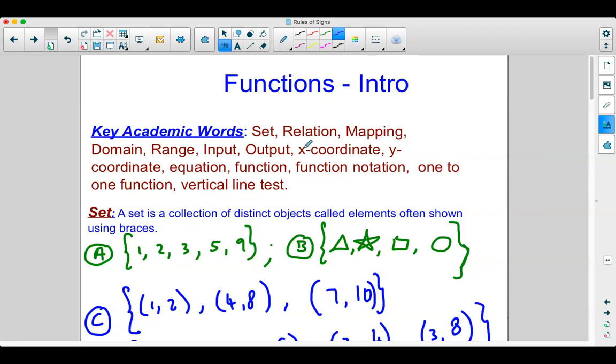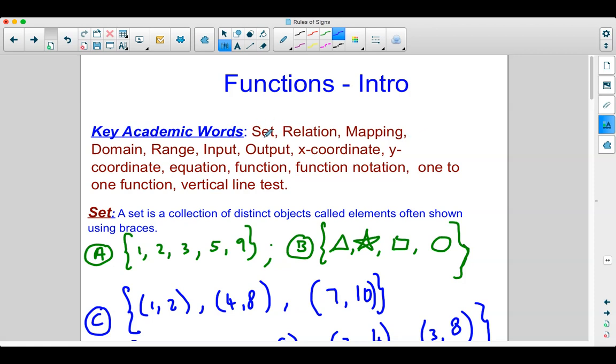Hello class, here is a presentation on function intro. Okay, these are some of the keywords that you need to be familiar with when it comes to functions or topics related to functions. We are going to cover some of them here, but on this topic, these are some of the words we'll be using.